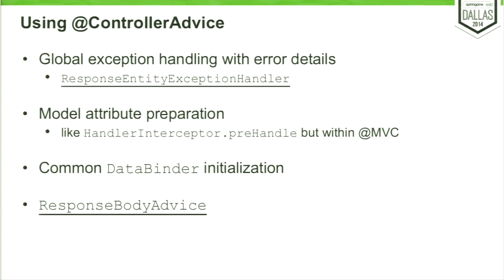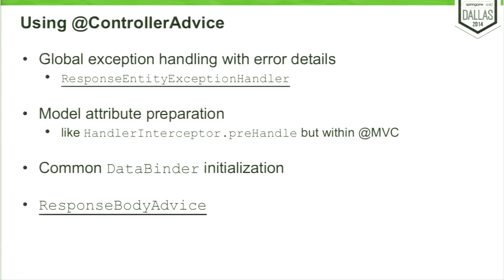For example, you can have model attribute preparation. You can add something to the model for every controller. And that's something that you might have considered doing using a handler interceptor in the past, using the pre-handle method. So there's a little bit of overlap here. But actually, pre-handle is not exactly within the scope of the annotation support. It's basically just the interception point before any handler gets invoked. It doesn't have to be an annotated controller. You can do global data binder initialization. For that, it can be quite useful. It's quite natural to want to initialize certain property editors globally.